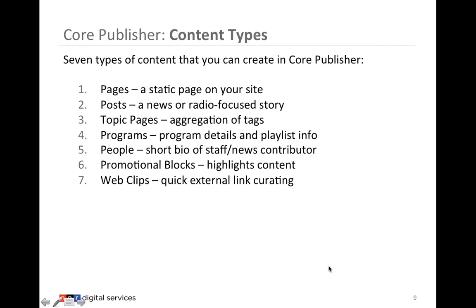And the best way to do that is through your content. There are 7 types of content that you can create in Core Publisher. We're going to talk more about these as we go through our onboarding, but I just wanted to list them out for you and give you definitions of each to give you an idea of what sort of resources you'll have. So you've got your pages, posts, topic pages, program pages, people, promotional blocks, and web clips. Those are all sorts of content that we're going to be covering as we go throughout our onboarding cycle.